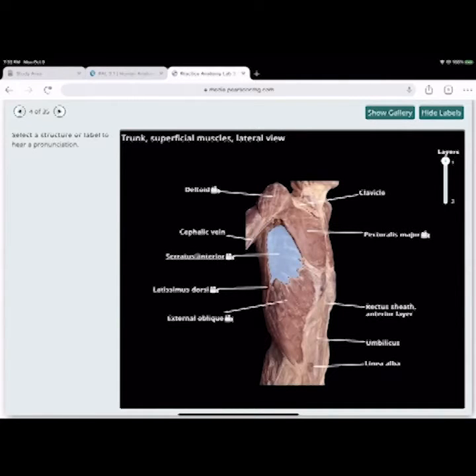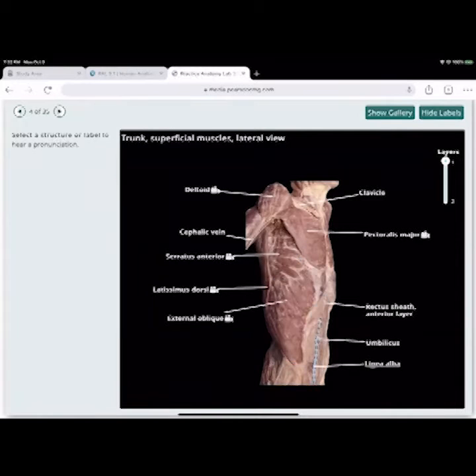This is your lateral view. This shows a good view of all the serratus anterior muscles. Latissimus dorsi runs vertical. And then your external obliques. And you can't see the internal obliques here.